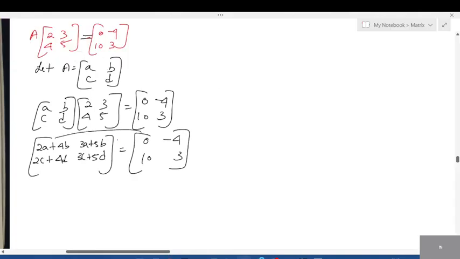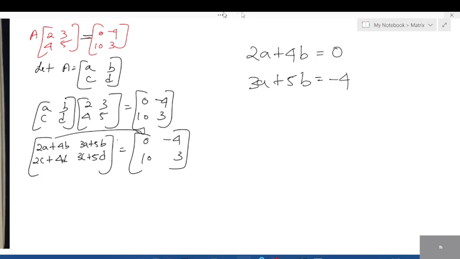Then compare this equation, Ivania. What do you get? 2A plus 4B is equal to... Tell me which is the other equation you have to take. We have A and B is equal to... Okay, use the elimination method here. How do you eliminate?